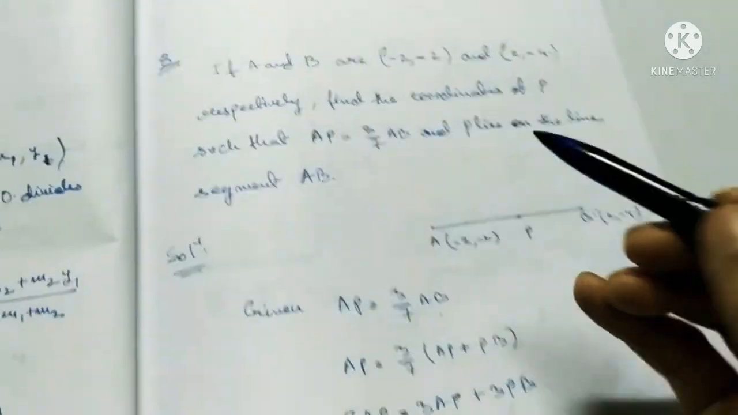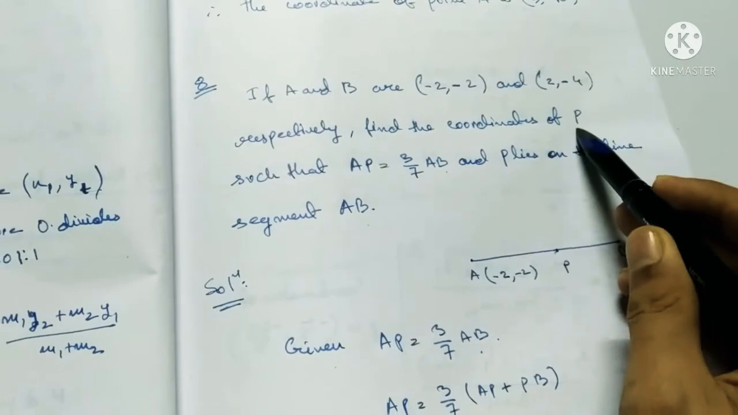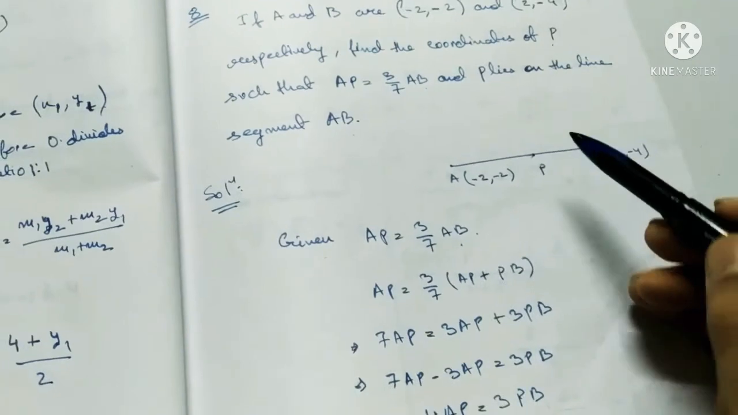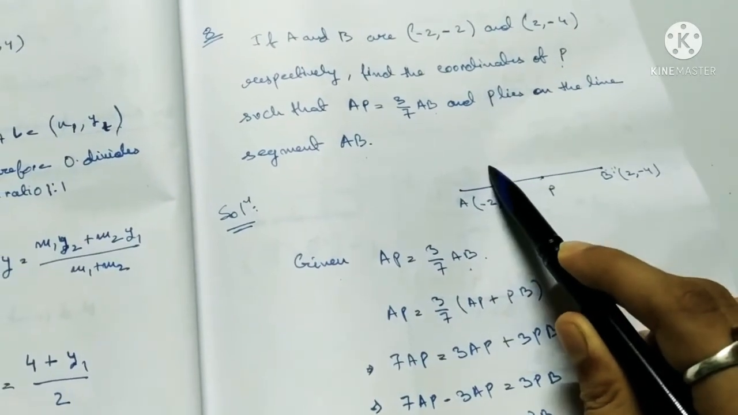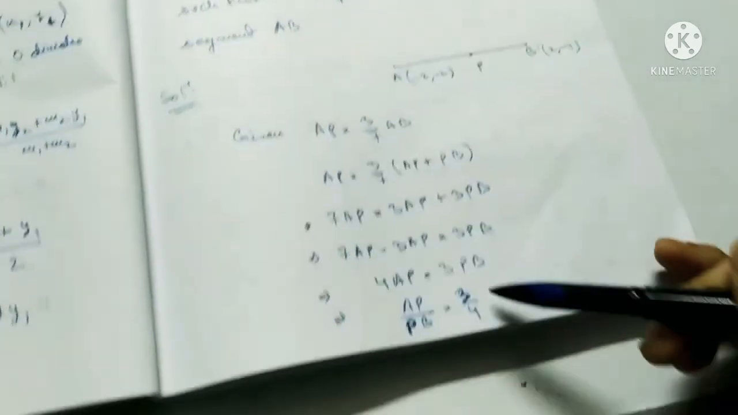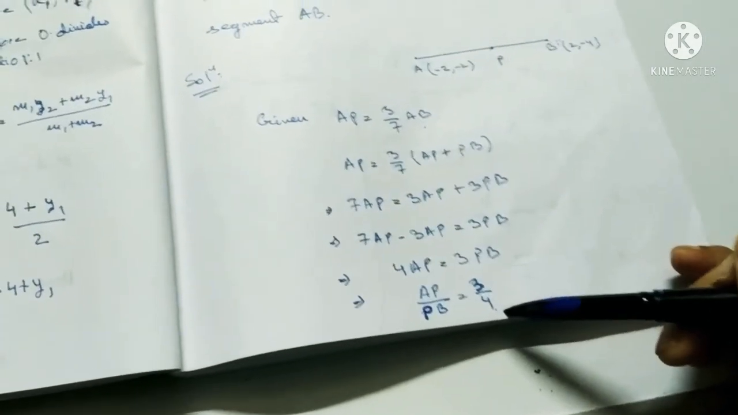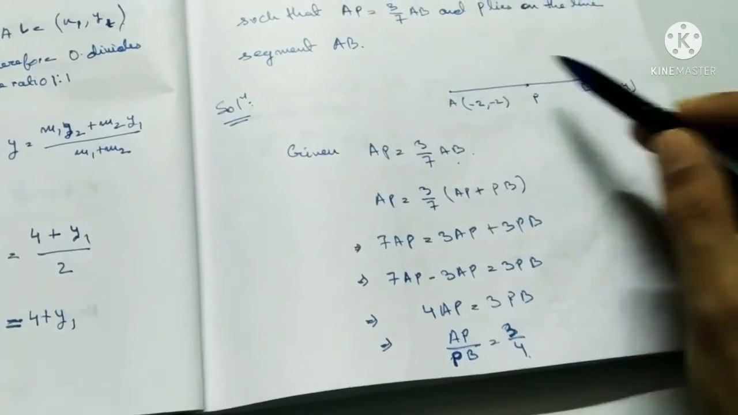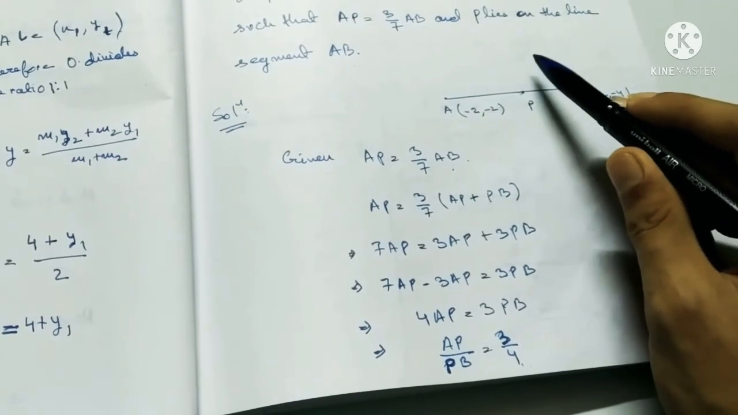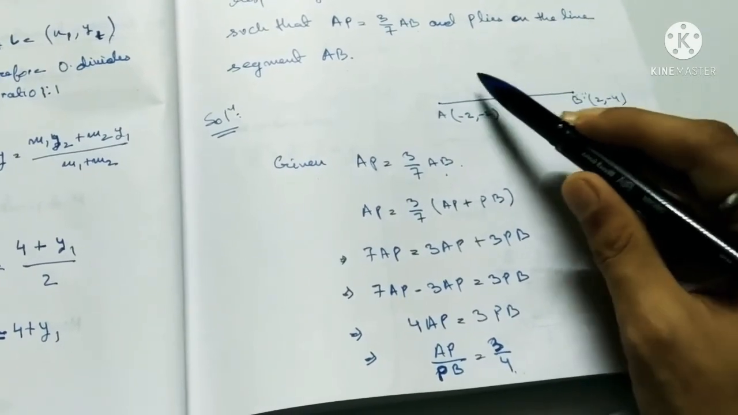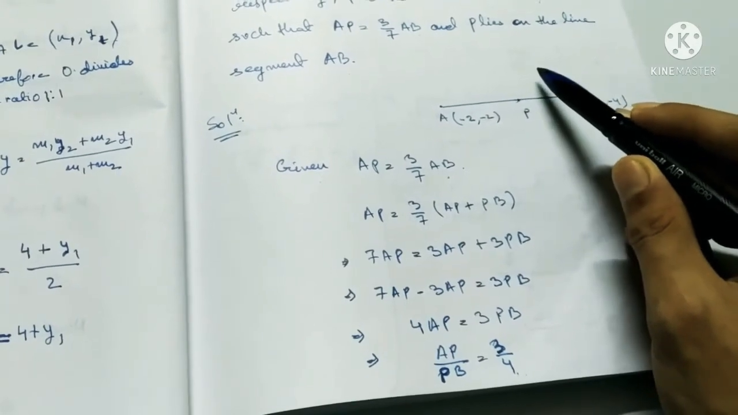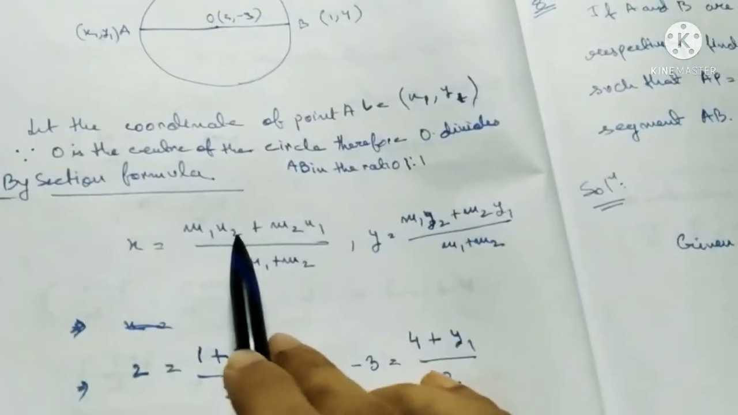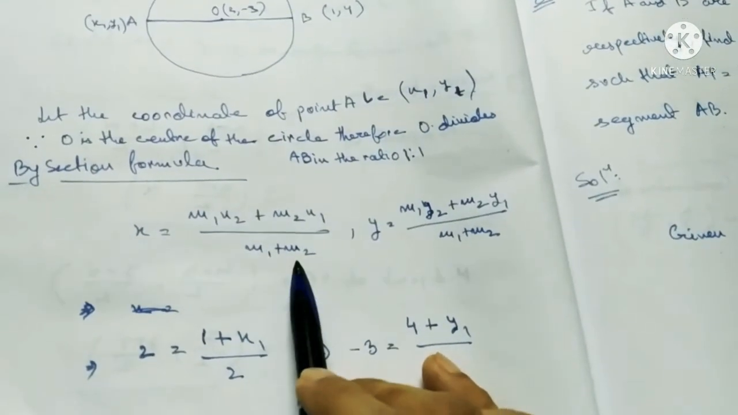Got? Now what I have to find? I have to find the coordinates of P. Very easy. By the help of section formula, I will consider 3 as M1 and 4 as M2. So M1 into x2 plus M2 into x1 by M1 plus M2. That is the section formula, yes or no?